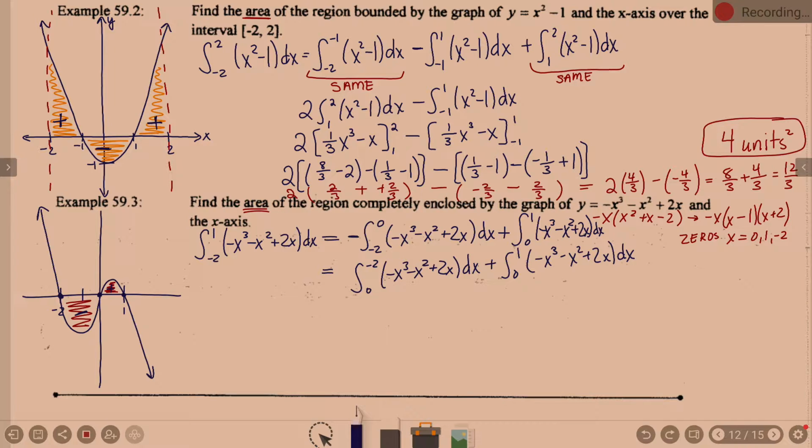Okay. Integral of -x cubed is -1/4 x to the fourth. Integral of -x squared, minus 1/3 x cubed. Integral of 2x, x squared. All evaluated from 0 to -2. Plus, set up this one the same way: -1/4 x to the fourth minus 1/3 x to the third plus x squared evaluated from 0 to 1.